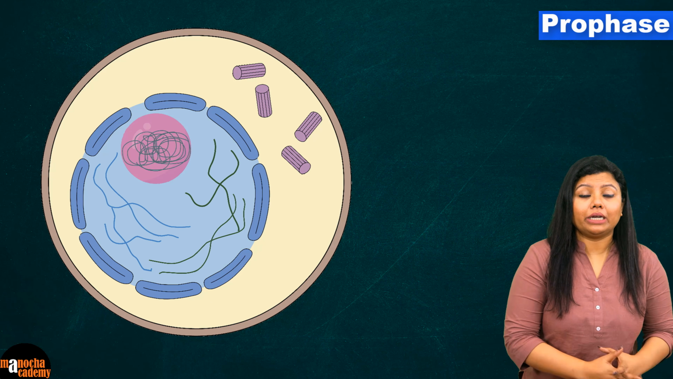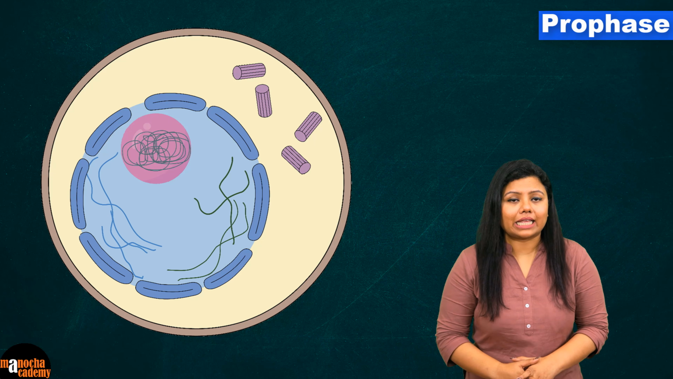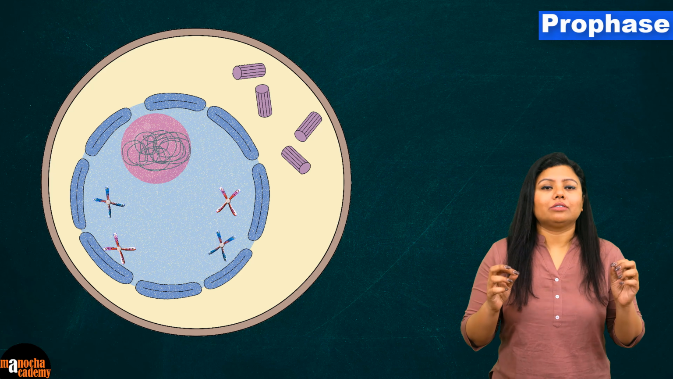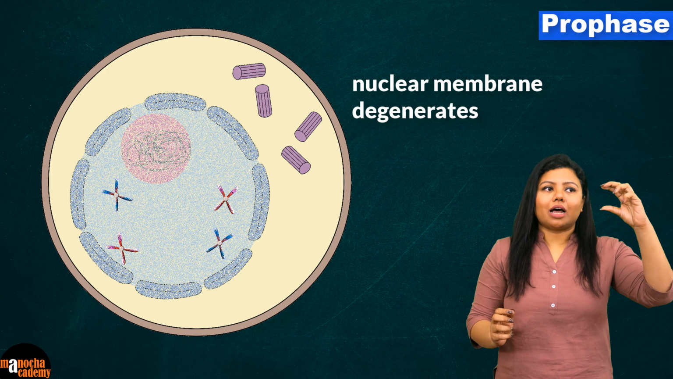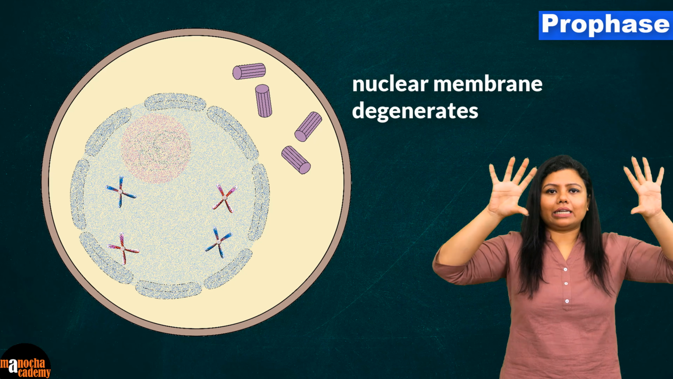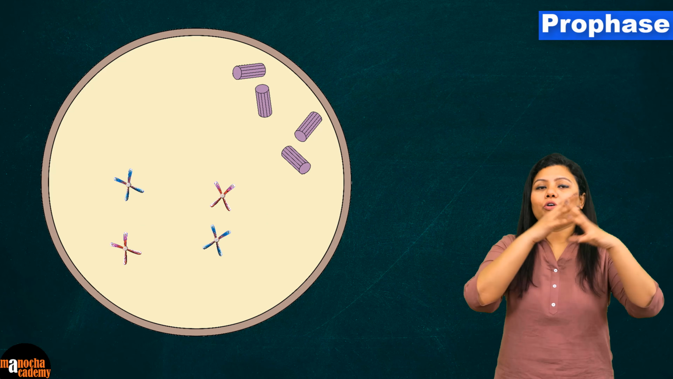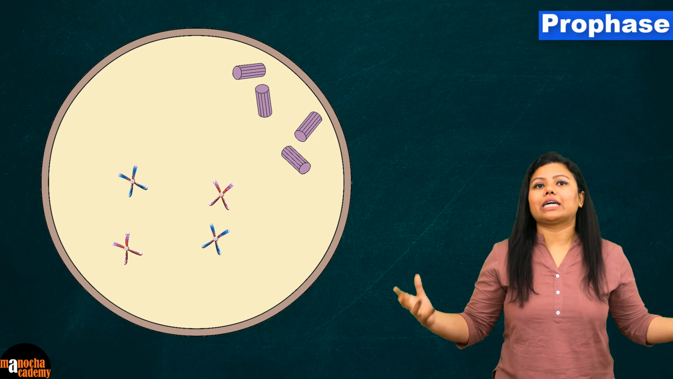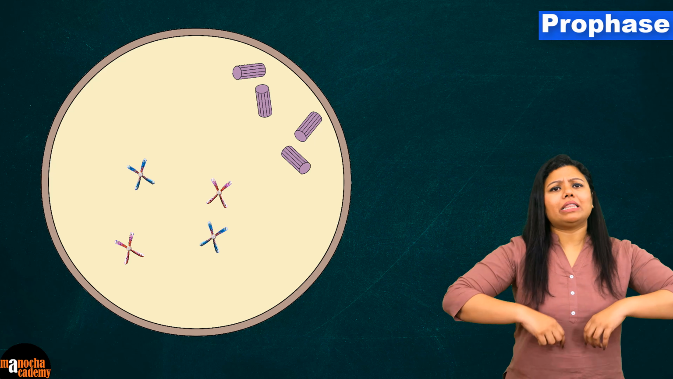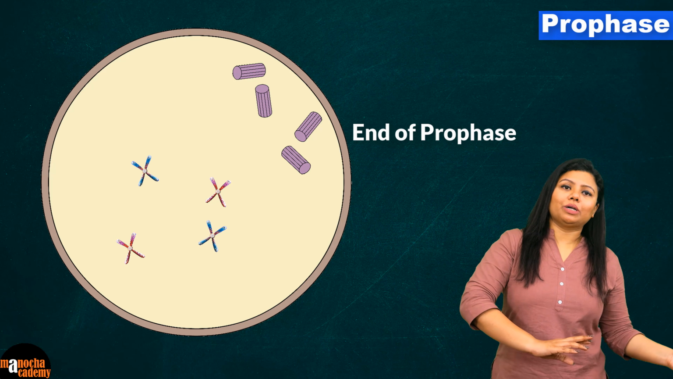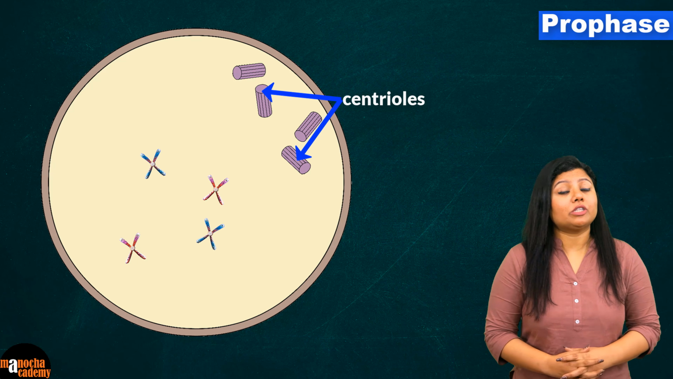What is the condition of the nuclear membrane and the nucleolus? The nuclear membrane and the nucleolus inside the cell start degenerating or disintegrating. That is, the nuclear membrane starts breaking into small pieces so that the entire nucleus is dissolved and the nuclear membrane is gone, and the chromatin now can get distributed in the entire cytoplasm. The nucleolus also slowly dissolves, and by the end of prophase we see both the nuclear membrane and the nucleolus have completely disappeared. What happens to the centrioles?